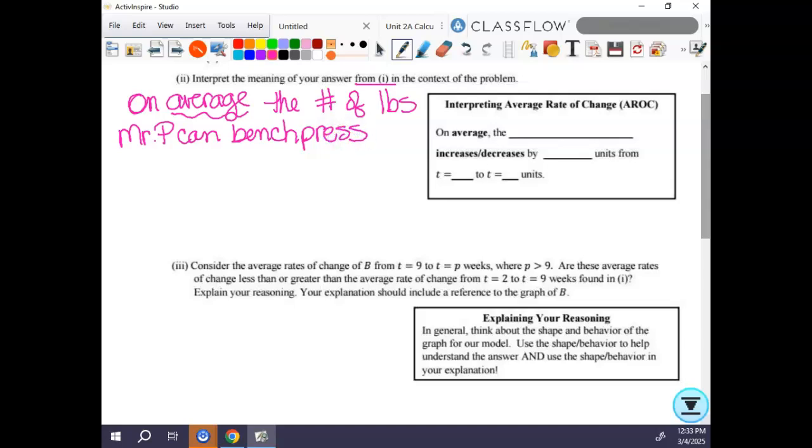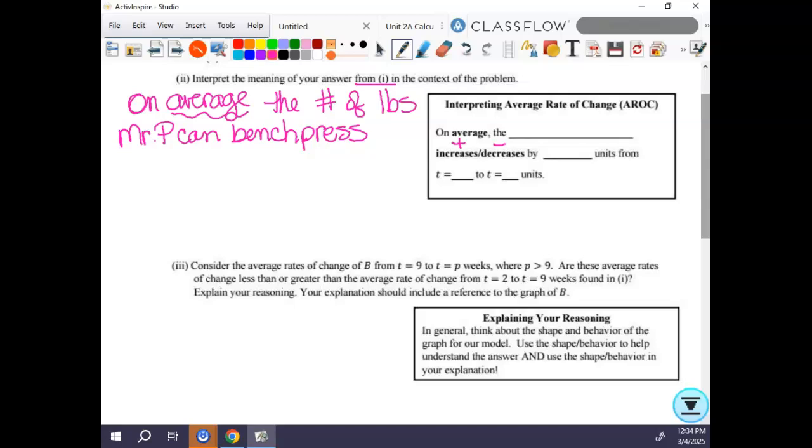So that's what's changing, right? On average, the number of pounds Mr. P can bench press, that's what's changing. Are the number of pounds increasing or decreasing? Increasing, because the slope is positive. So if the slope's positive, we're increasing. If it's negative, we're decreasing.